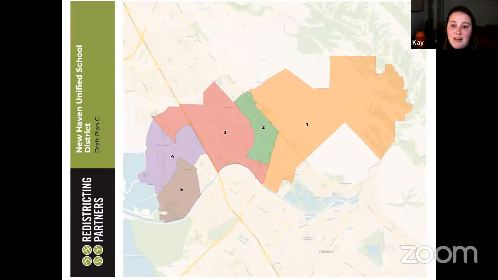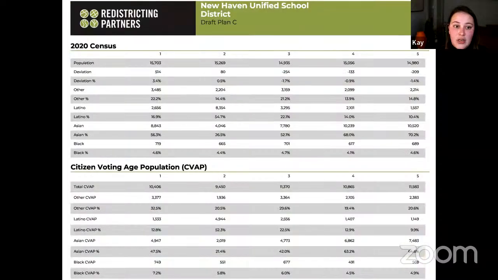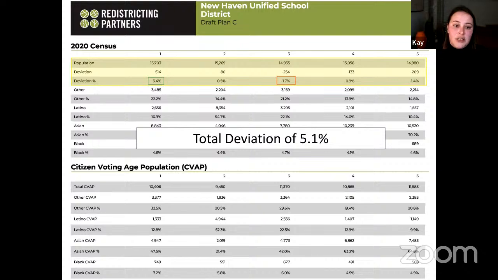And then finally, we have draft Plan C, which has the same changes that we made to A and an additional change in 2 and 3. We have our data table for draft Plan C with a total deviation of 5.1%. Again, way under that maximum of 10% deviation.